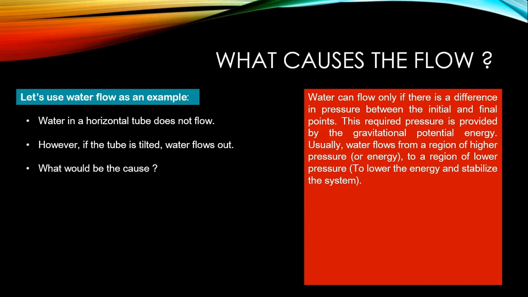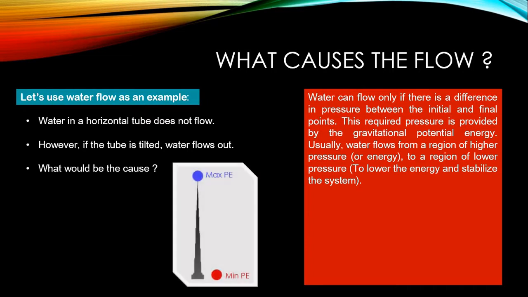Usually, water flows from a region of higher pressure or higher potential energy to a region of lower pressure or lower potential energy. This can be attributed to the general tendency of systems to remain in the lowest possible energy state. This state is considered the most stable one. Hence, all systems will tend to move from a higher energy state to a lower energy state.